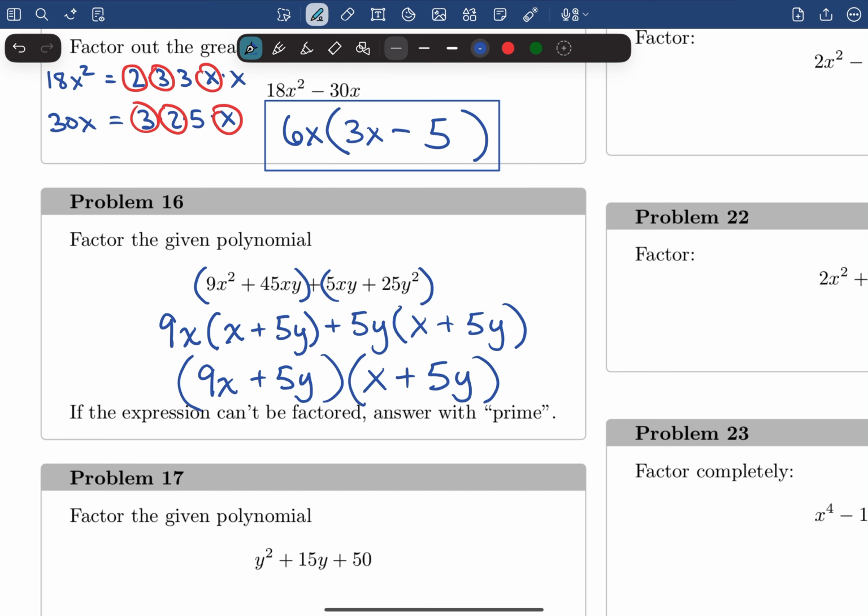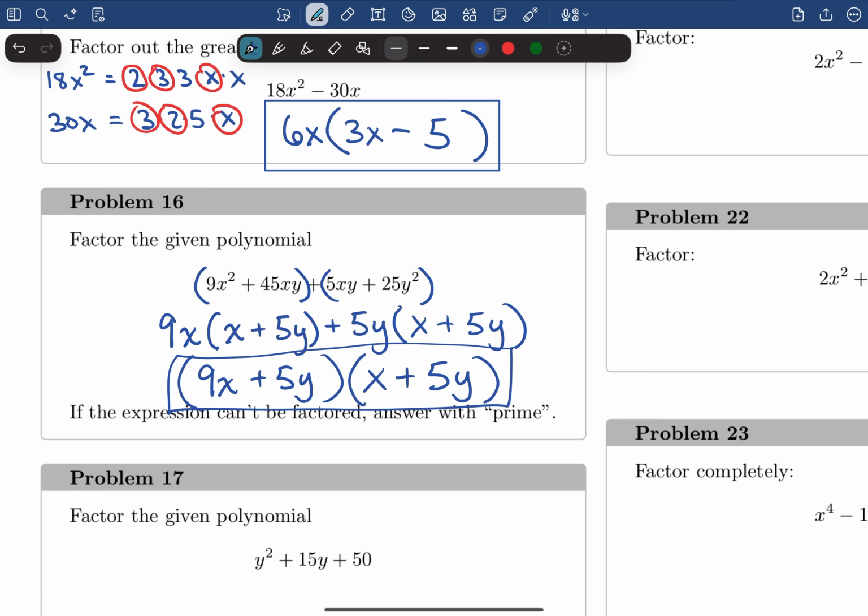And this is the final answer of factoring by grouping. Now, factoring by grouping only works if the stuff in the parentheses matches. This stuff matches this stuff, so we could take 9x and 5y and put them in their own binomial and multiply them by the matching binomial. It's this really cool thing. That's factoring by grouping. Great.